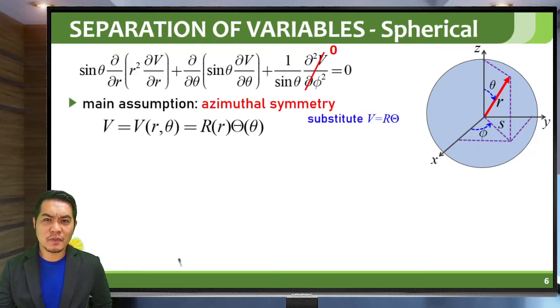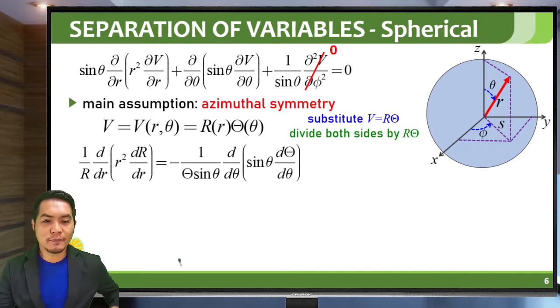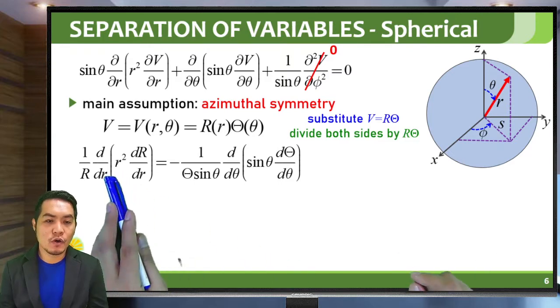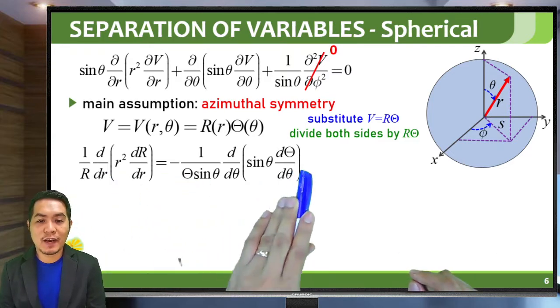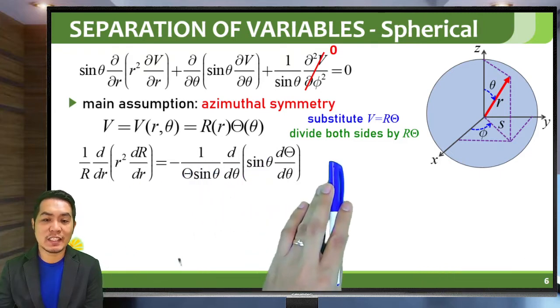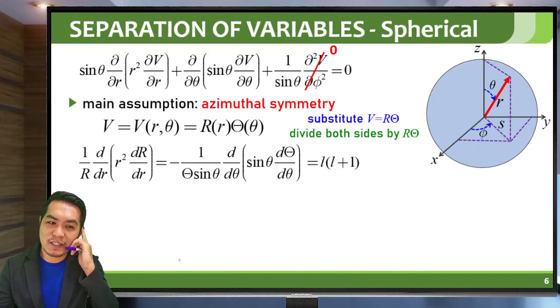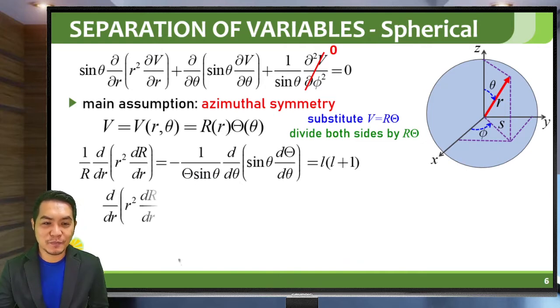We do the standard way of using the separation of variables technique. We substitute V into the Laplace equation. Here our V is R times Theta, and then we divide both sides by R Theta, and you will get this result. Again, you have a function of r equal to some function of theta, and this could only mean one thing: these functions are all equal to a constant. Here we will let our constant be equal to L times L plus 1, for reasons that will appear later.